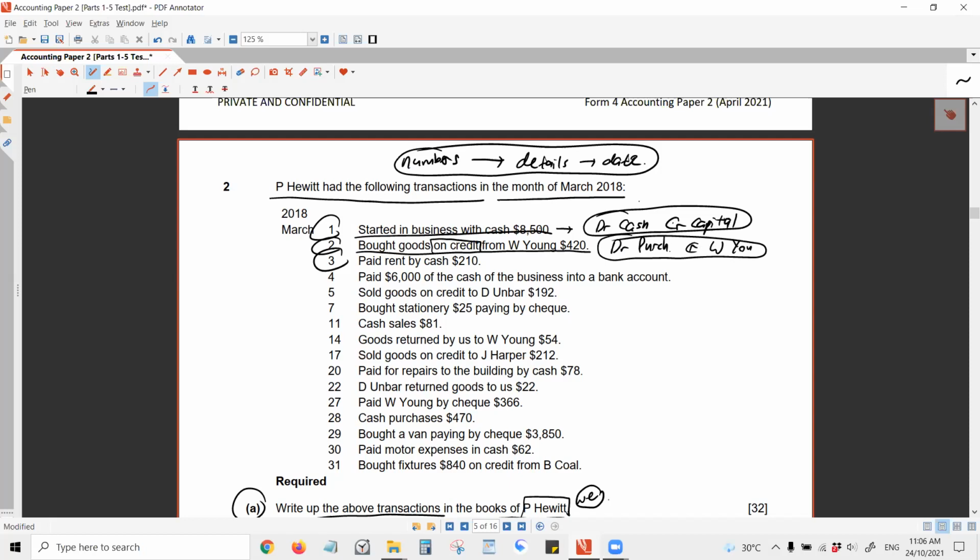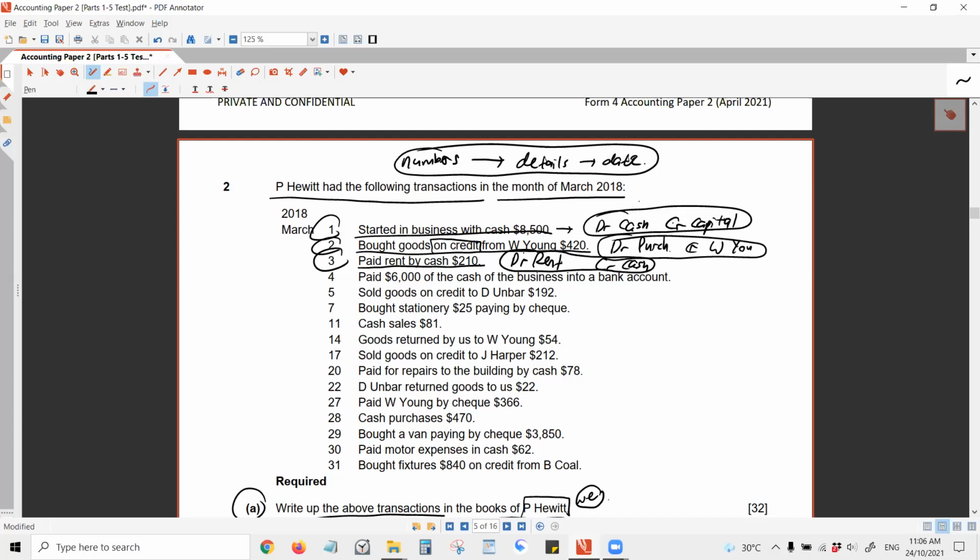Don't worry, I'm just going to show one more. The rest you settle on your own. Paid rent with cash 210. Credit cash, debit rent. These are basic things that you should have mastered. Okay, credit cash, debit rent.